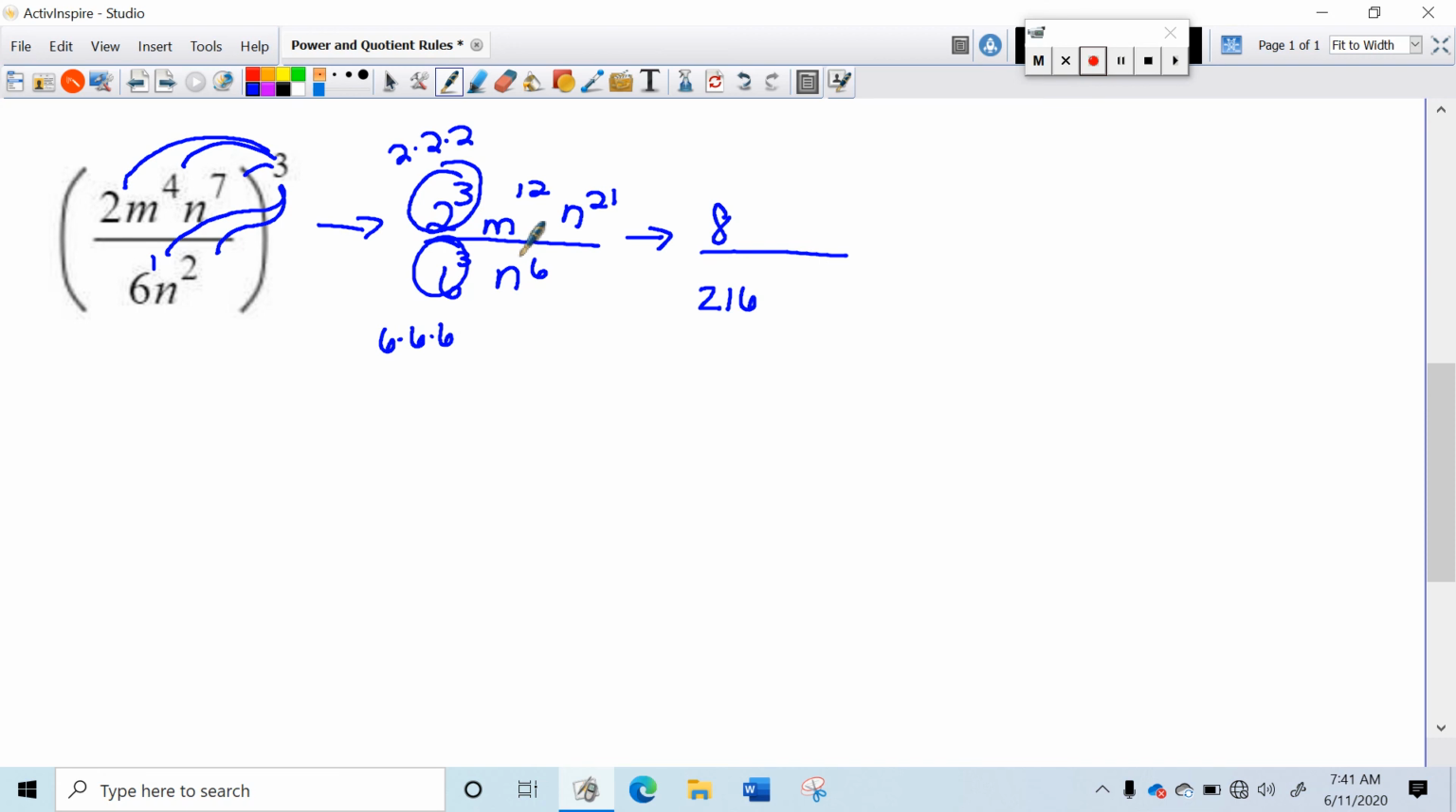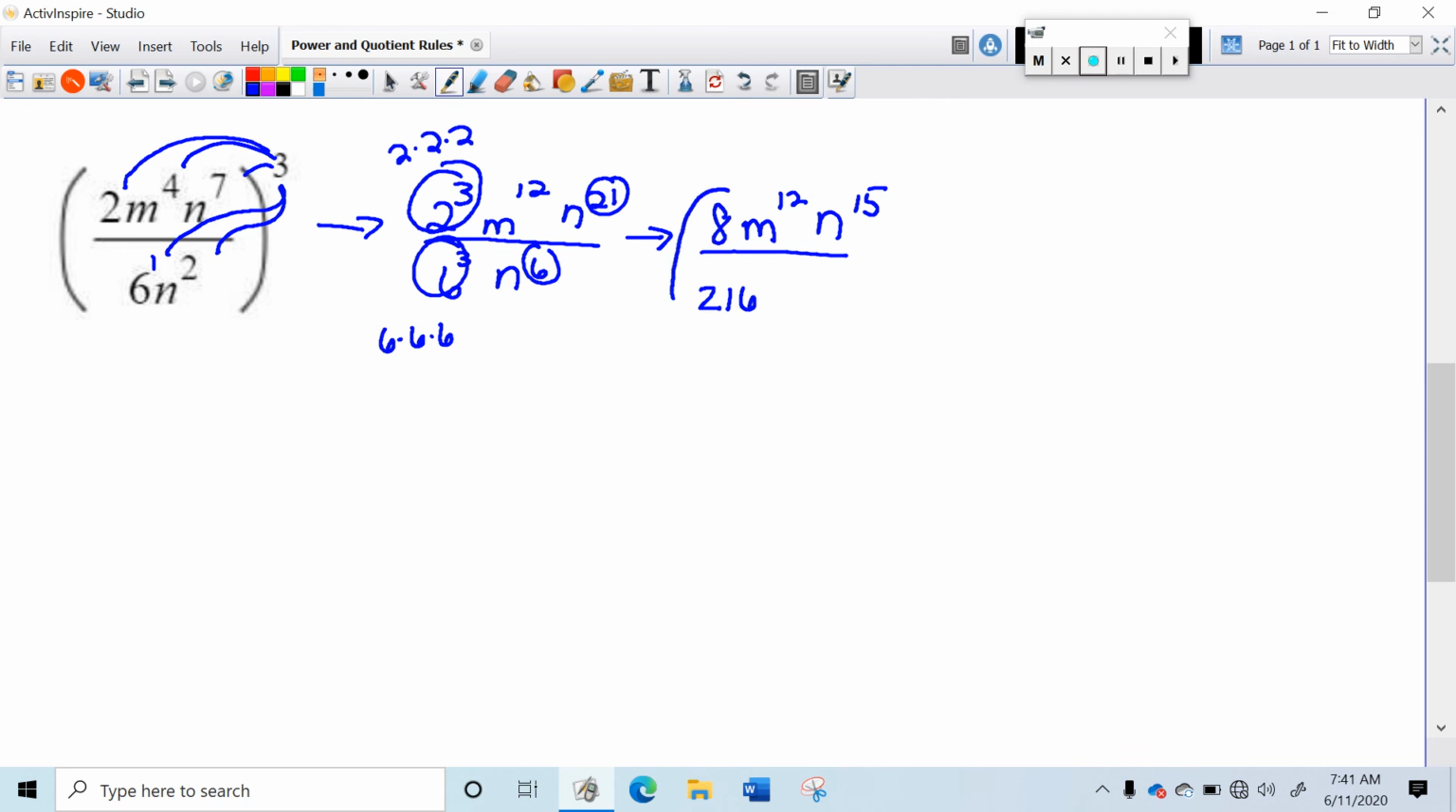Okay. For the m's, I only have m's in the numerator, and I have 12 of them. For the n's, the largest exponent's on the top, so I subtract those. So my n is going to be on the top. 21 take away 6 is 15.